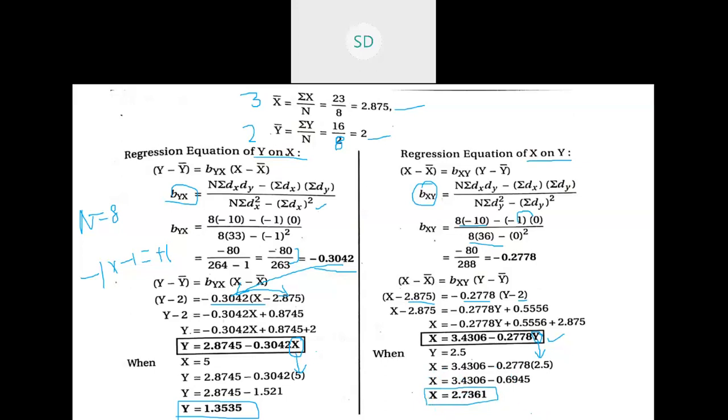So this is another type of problem which can be asked for 14 marks. Any doubts in this problem? Everybody understood? Okay.